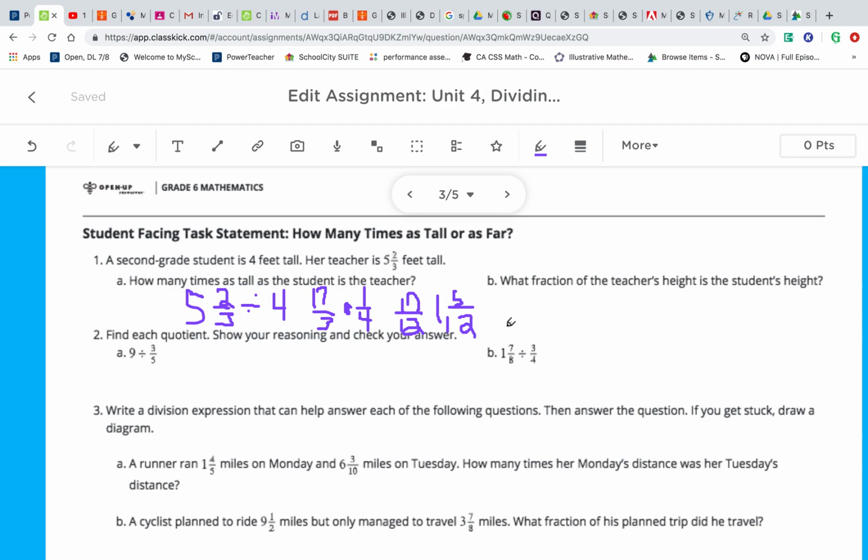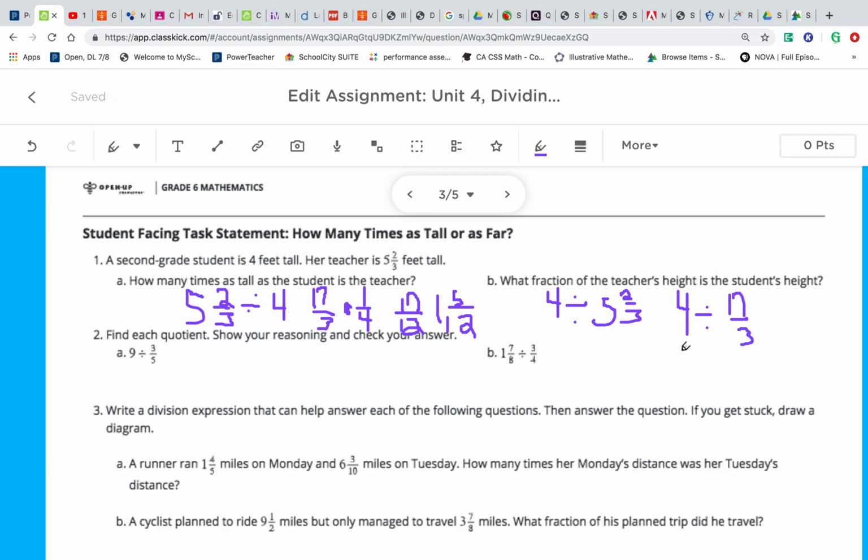Okay, so what fraction of the teacher's height is the student's height? Well, we need to go the other way around in this case. It's going to be the height of the student, the 4 feet, divided by 5 2/3. We've already made 5 2/3 into a fraction, so we don't have to think about that too hard anymore. It's just 4 divided by 17/3, right? We've already done that part.